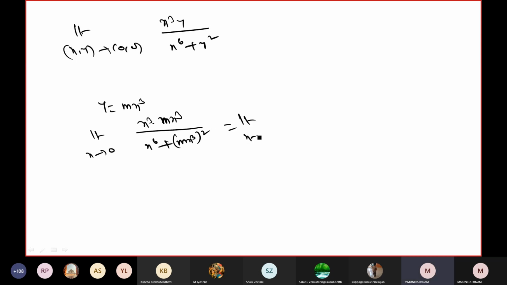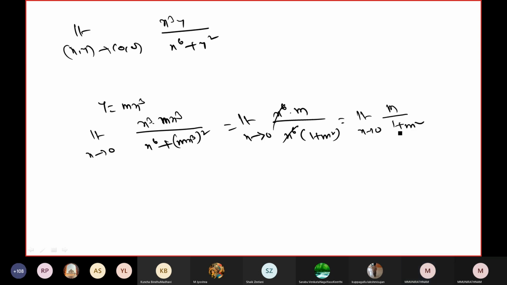So limit x tends to 0, x power 6 into m by x power 6 taken common, 1 plus m square. So therefore limit is not unique because this is m by 1 plus m square. Therefore limit does not exist.